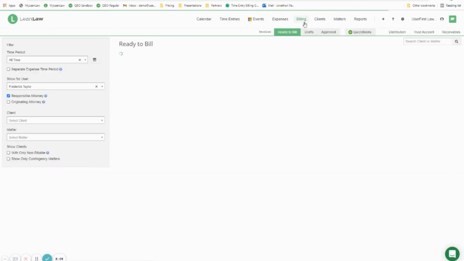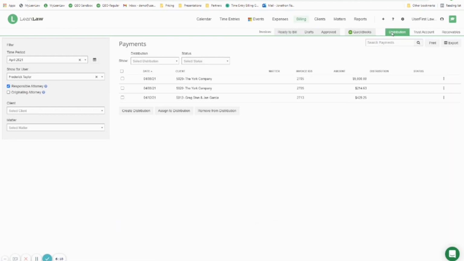Let's go to the billing cycle. In law firms, not only do they have to track revenue, they have to know who originated it, who was responsible, and who worked on the matter. Law firms also have to distribute those payments. Within the Distribution tab, this is where we draft and approve our bills, where we deliver them to our clients and pay them.